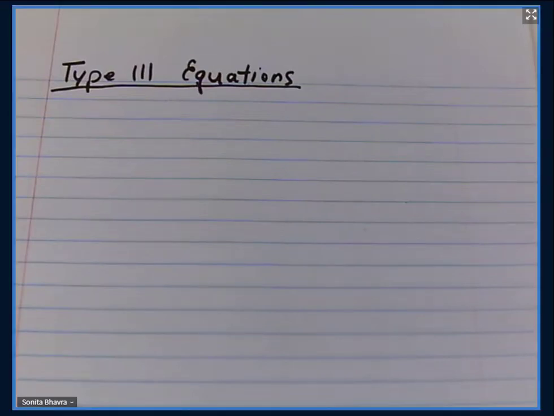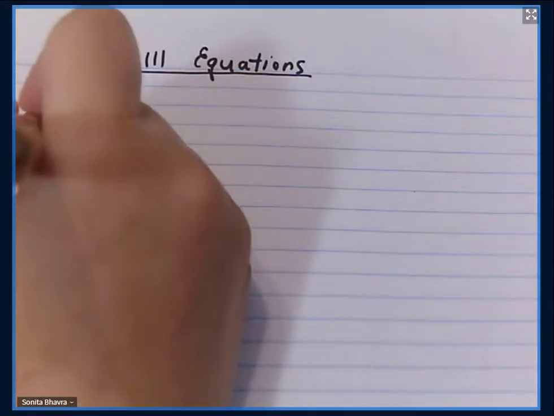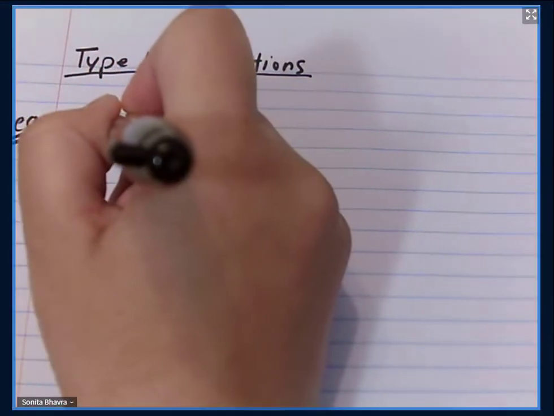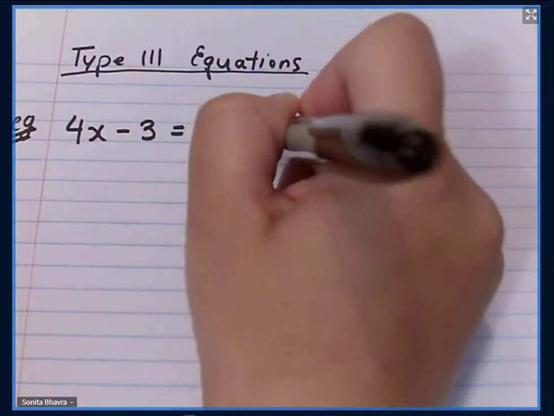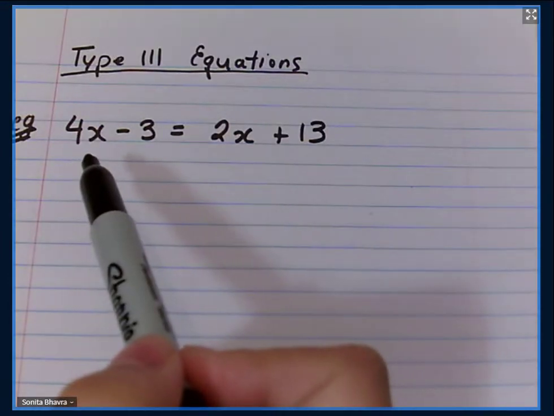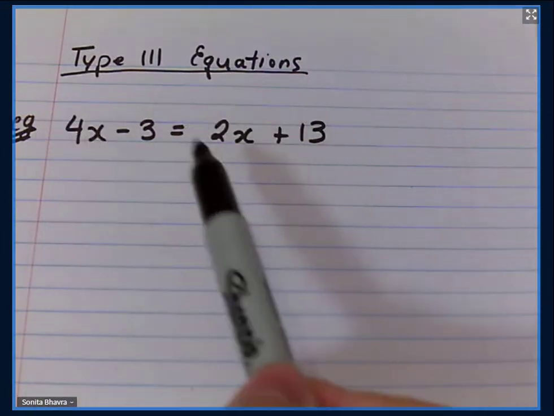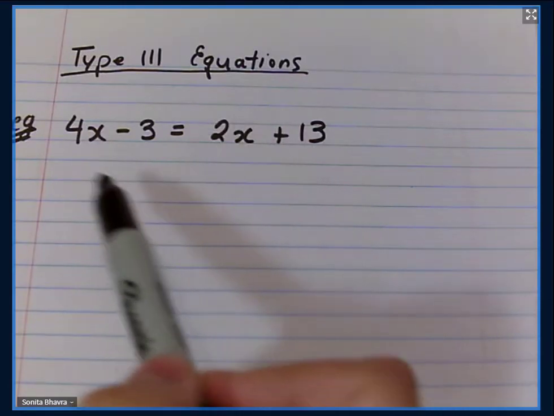All right, so we're looking at some more type 3 equations today. Our first example, we have 4x minus 3 equals 2x plus 13. So we have x on the left-hand side as well as on the right-hand side. So we need to bring this 2x over to the left-hand side.